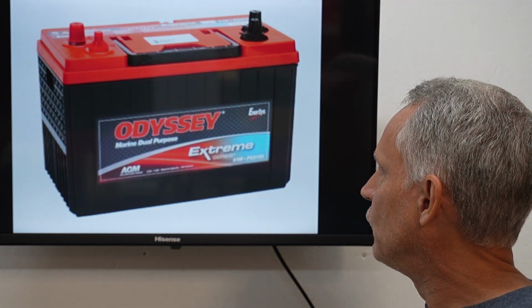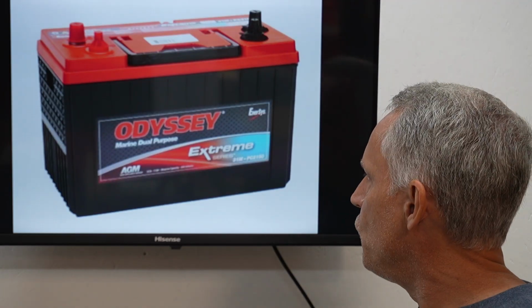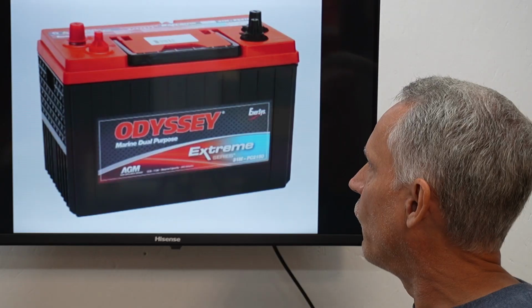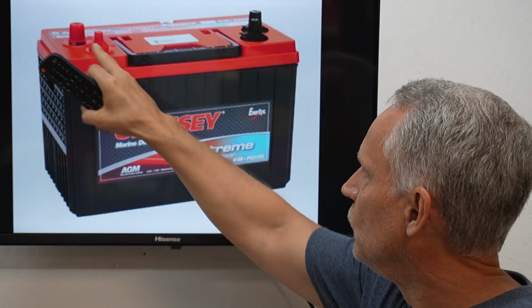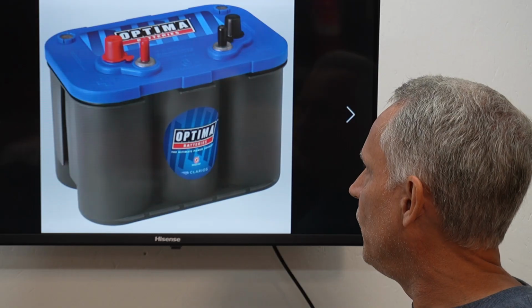Here's an Odyssey, what I was talking about earlier, the thin plate pure lead AGM2 battery. This is their Extreme series. Like I said, it's made by Enersys. This is their Odyssey brand. Dual purpose, as you can see, right? And like I said, AGM, sealed lead acid.